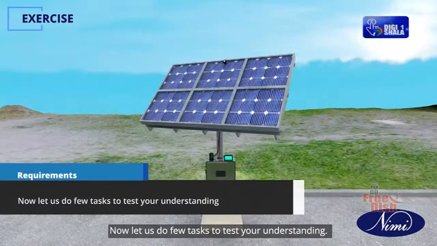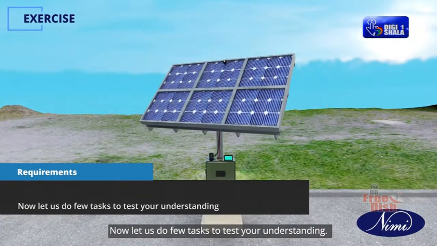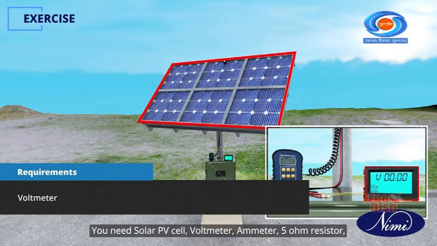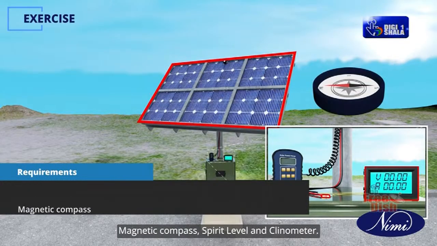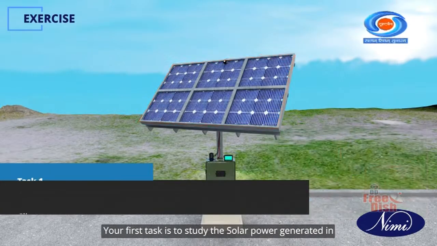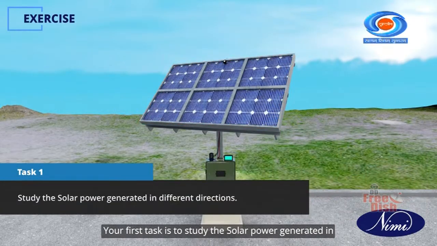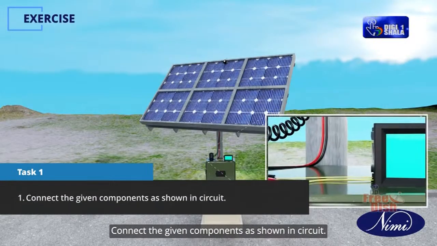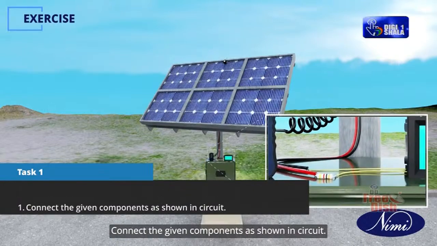Now let us do a few tasks to test your understanding. You need a solar PV cell, voltmeter, ammeter, 5 ohm resistor, magnetic compass, spirit level, and clinometer. Your first task is to study the solar power generated in different directions. Connect the given components as shown in the circuit.